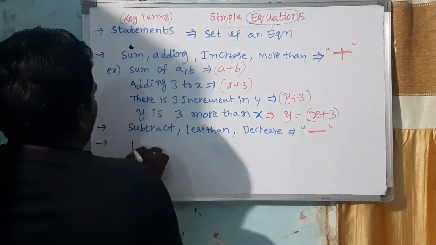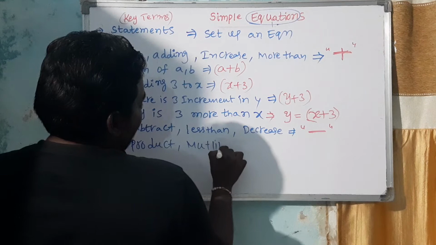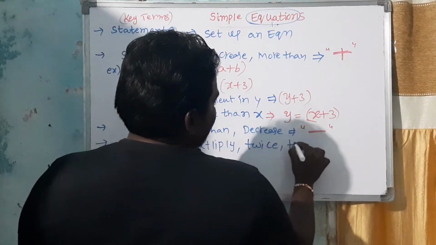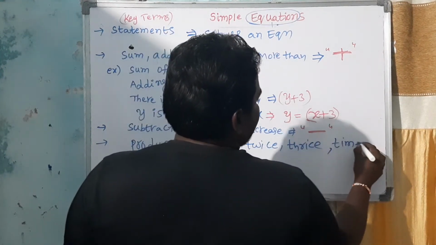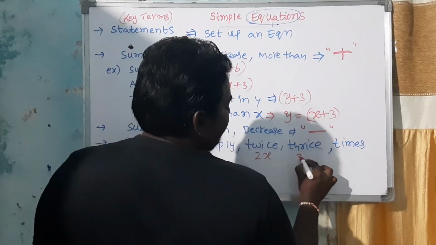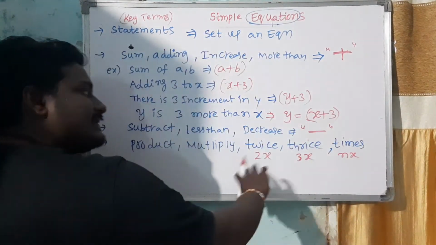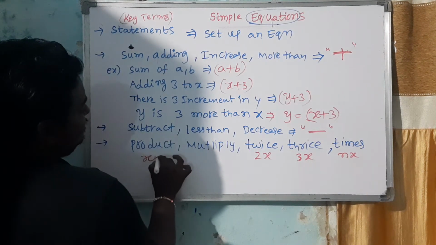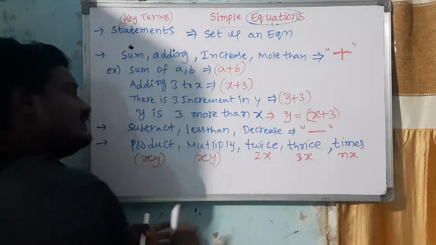Next, product, multiply. Twice, thrice, times: 4 times, 3 times, 6 times. Twice means 2 times, 2x. Thrice means 3 times, 3x. Times means some n times, nx. Product means if you want to take the product of x and y, that is xy. X is multiplied with y means xy. That's it. These are the key terms.